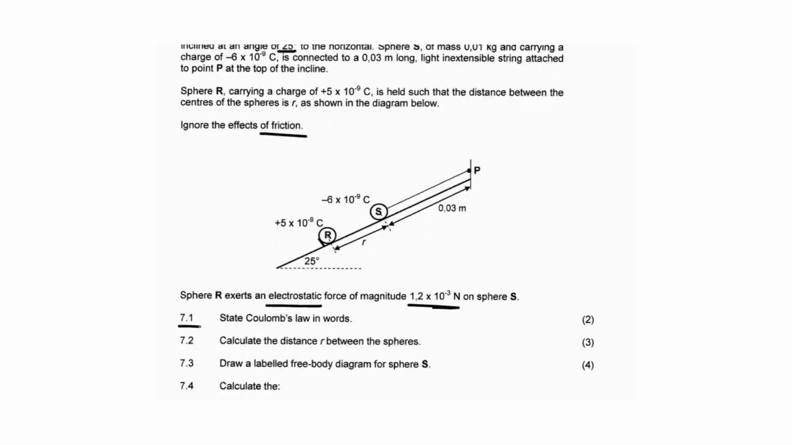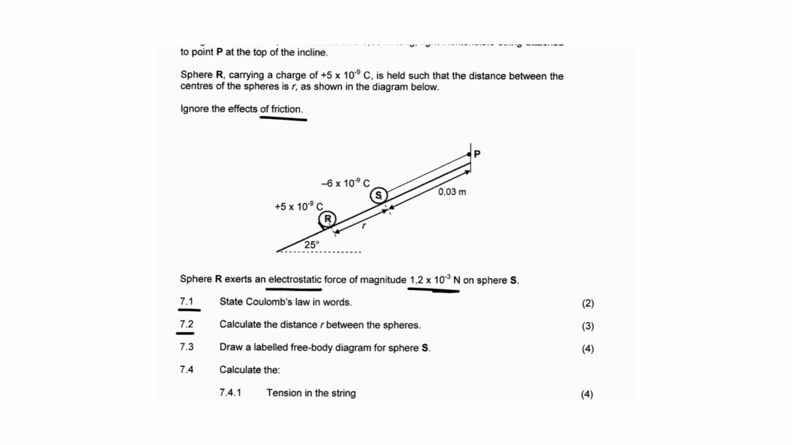Question 7.1 states Coulomb's law in words. I'm going to say it by mouth. So Coulomb's law says that the net electrostatic force experienced by any two objects is directly proportional to the product of the magnitude of the charges and inversely proportional to the squared distance between the charges.